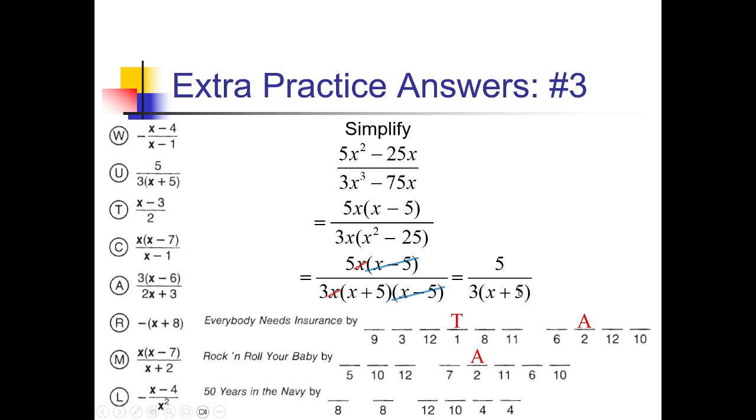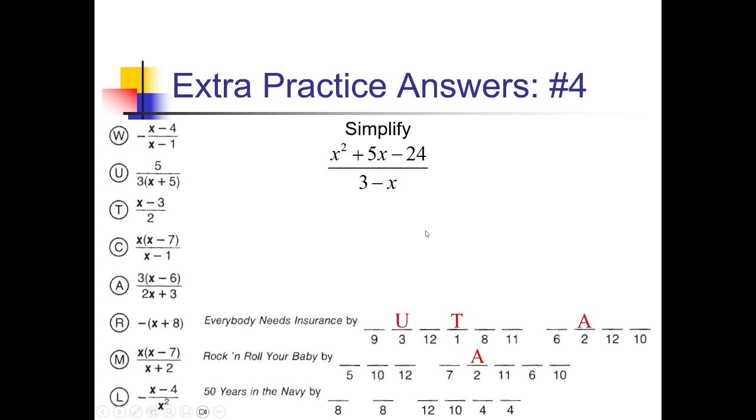the denominator. And as always, we don't have to do that distribution. All the answer choices, things are still factored out. So 5 over 3 parentheses x plus 5, that's a U. So let me put a U in this 3 spot right here. And it doesn't look like there's any other 3's, so we're on to the next.